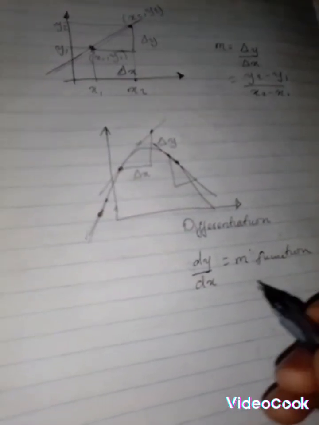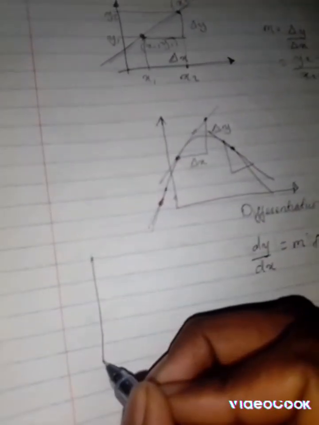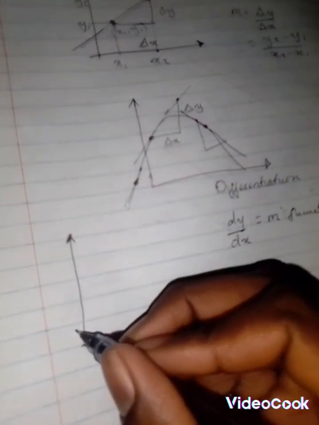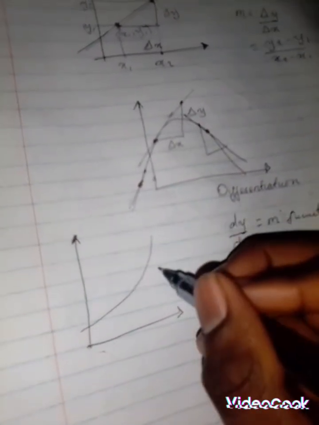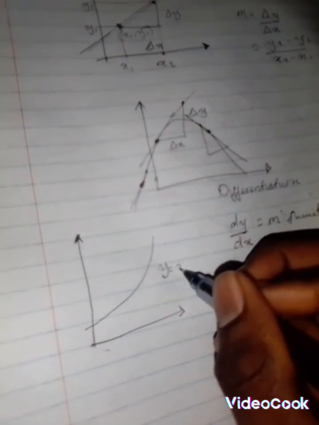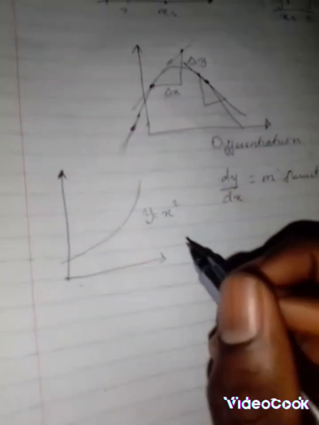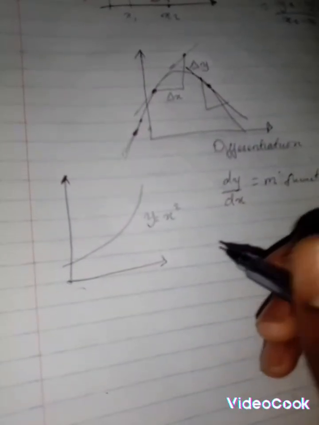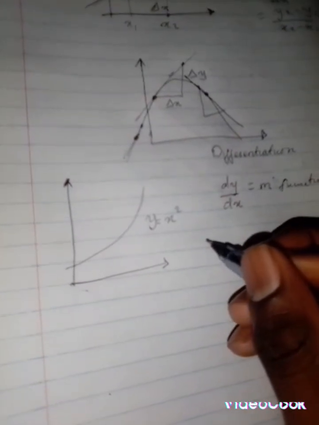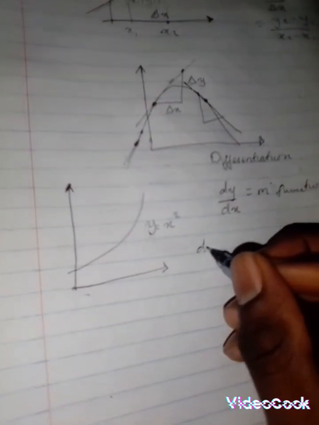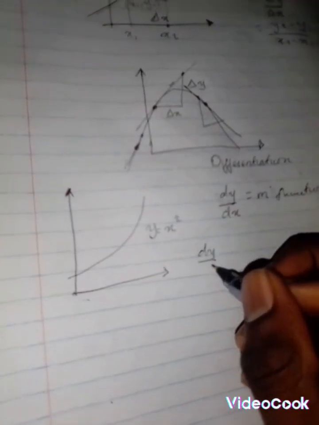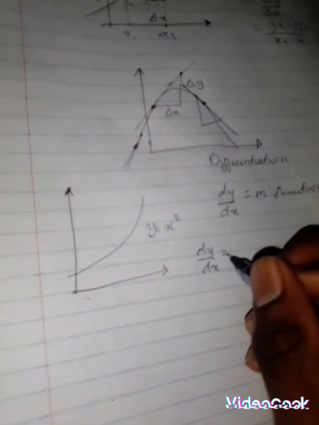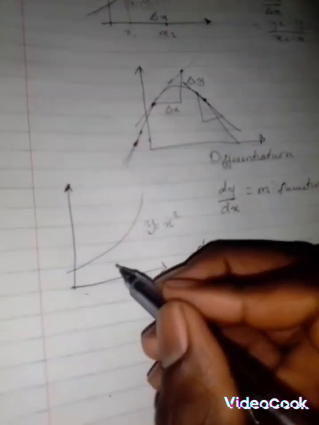So let me give an example of this. Okay, let me draw another graph. Okay, y-axis, x-axis, and we say y is equal to x raised to the power of 2. So the gradient function of this line is going to be dy dx. That's going to give us 2x. But I'm going to get to how we're finding the 2x. Let me just show how it works.